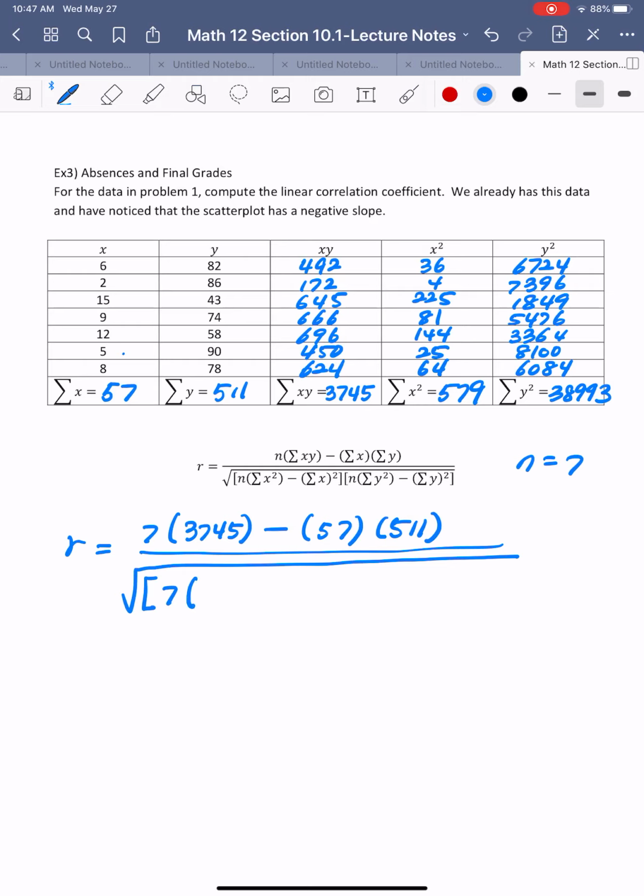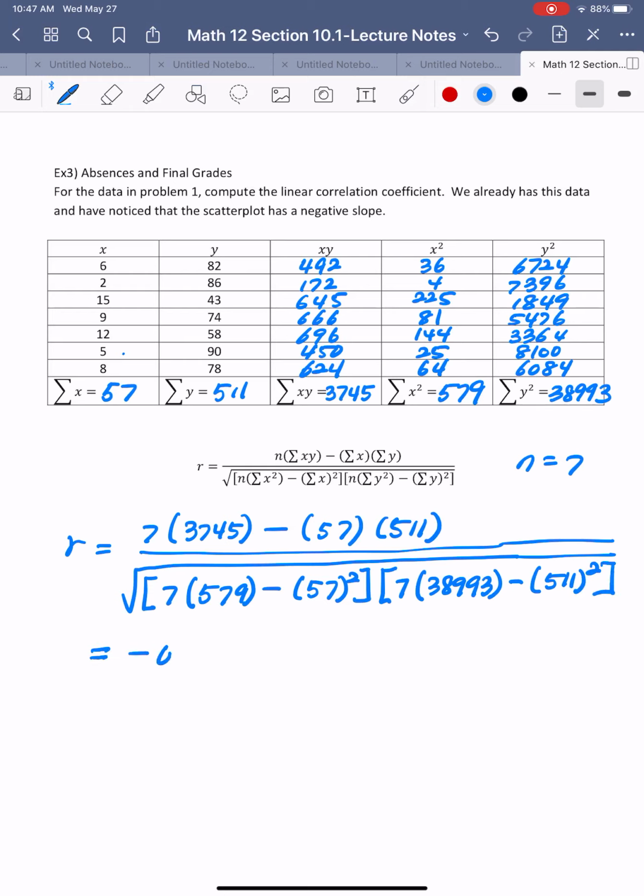find the sigma x squared, which is 579. Subtract sigma x, which is 57, but you have to square it. And then break it open again, so 7 times sigma y squared, which is 38,993. Subtract sigma y, which is 511 squared. And then use a calculator, we'll get negative 0.944.